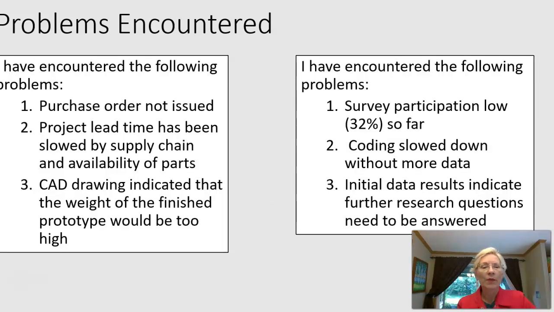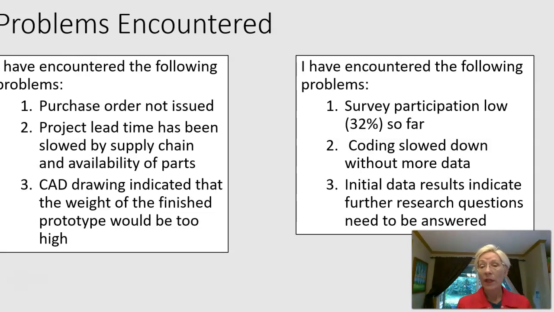Okay, so here's some problems that we have seen in past students. Maybe a purchase order wasn't issued. Maybe you forgot. Oops. Number two, project lead time has been slow. Maybe there's supply chain availability of parts. Number three, maybe that CAD drawing indicated the weight of the finished prototype was too high. Oh no, what do we do? We have to start over, or we have to fix it. We have to find some other way to bring that weight down.